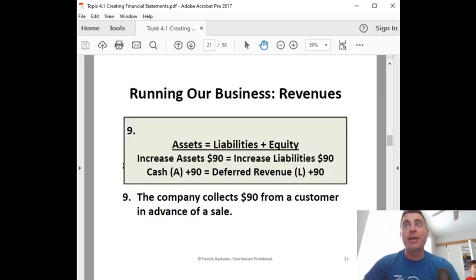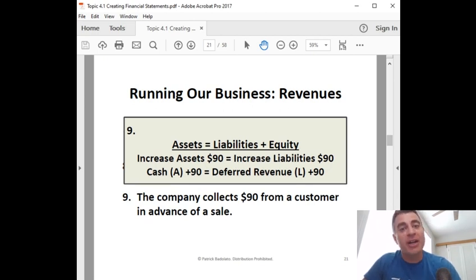The company collects $90 from a customer in advance of a sale. I actually want to put these two together because they're similar but different. In this case, we are collecting the cash up front, but we're not actually providing the goods or services yet. So we did collect the cash, but we didn't provide the goods or services yet. How do we deal with that? We're going to increase our assets, our cash account. But importantly, another aspect of accrual accounting here is representing the business or economic essence of what's going on, not just skipping over things the way just looking at cash flows might do.